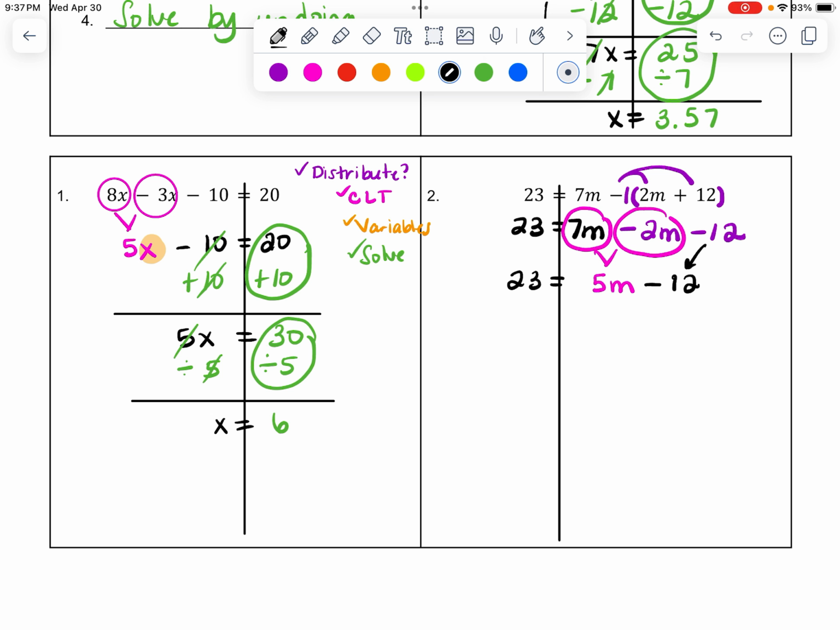Now I need to check to see if my variables need to get together. There's only one m in this problem, and it's already together with all the other m's, so we're good on that one. And the last thing we need to do is actually solve it.